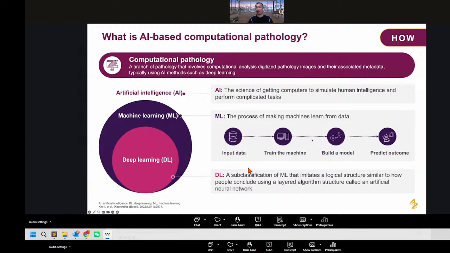Talking about AI, everyone knows the buzzword AI, but what is AI? AI is a very, very broad word, and it can do a lot of different things. So here we lay out artificial intelligence, the broadest term, which is just getting a computer to simulate human intelligence.